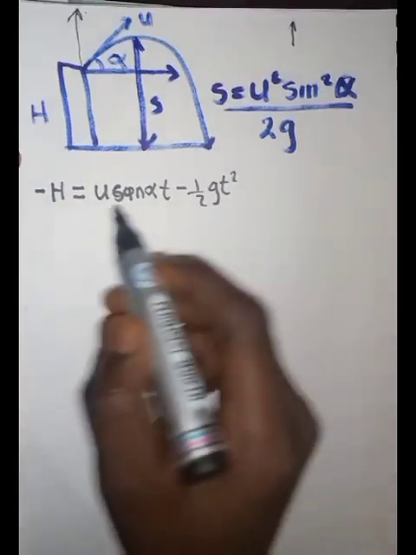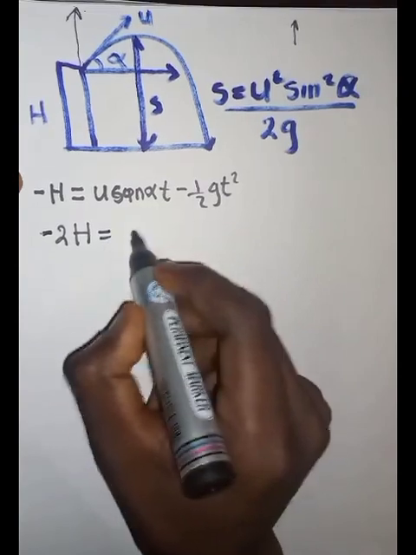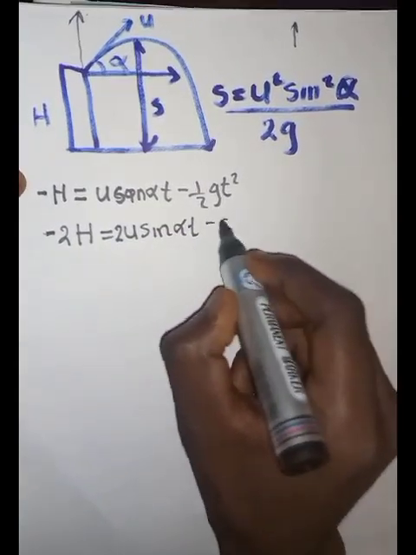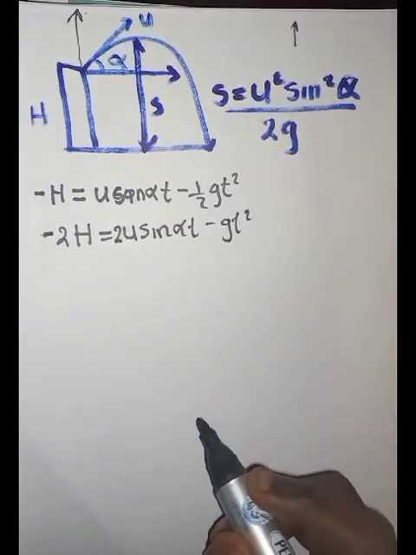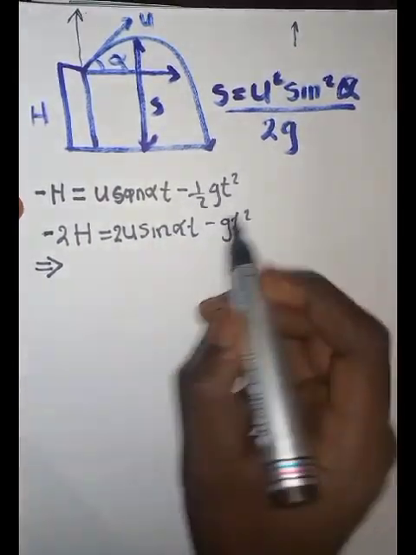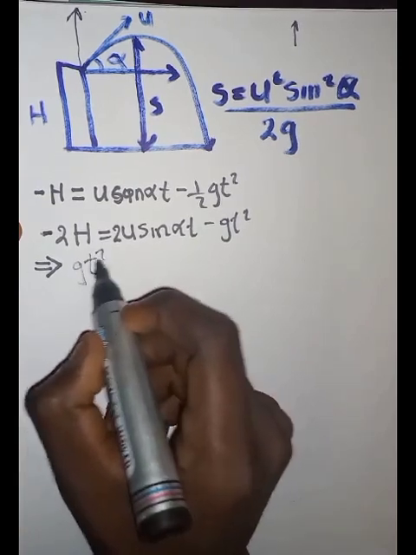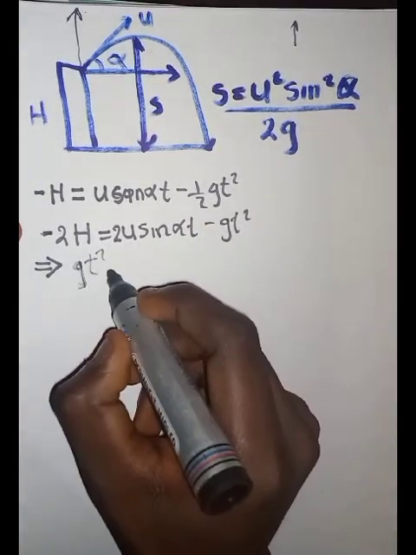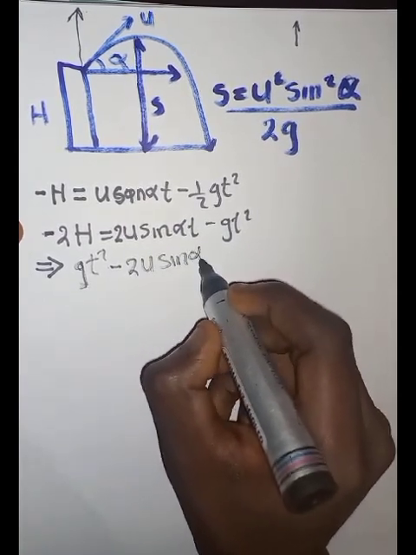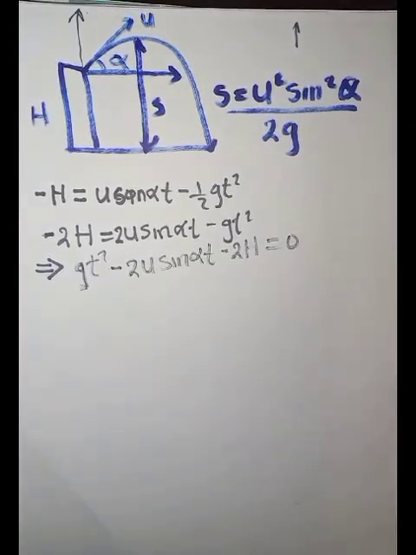So if I multiply all through, I'm going to have my negative 2h here. Oh my god, this is where I made the error, which is the same as 2u sine alpha t minus gt squared. Great. That therefore means I'm going to arrange it like a quadratic. I'm going to bring everything to the other side. Therefore I'm going to have gt squared minus 2u sine alpha t minus 2h, and that has to give me 0. Good.